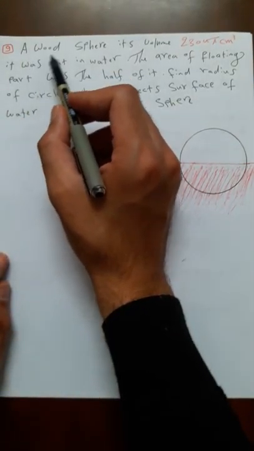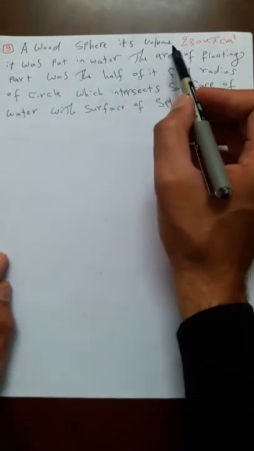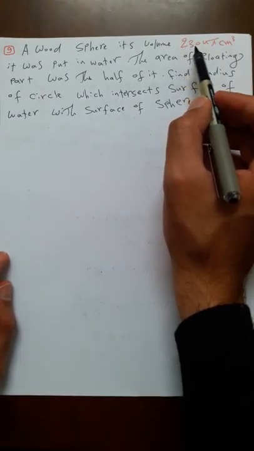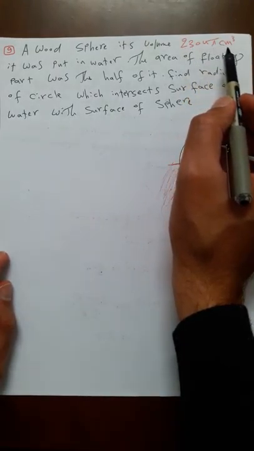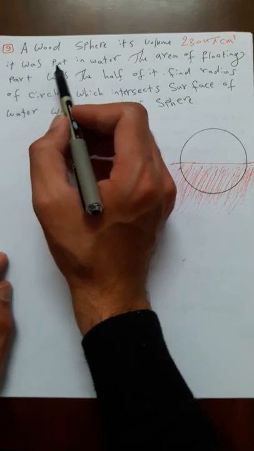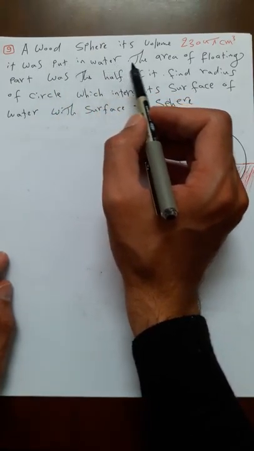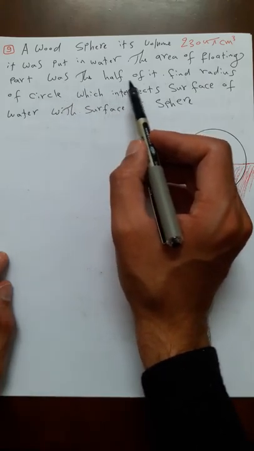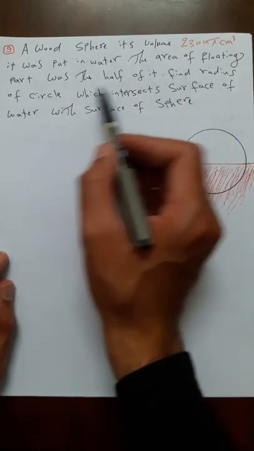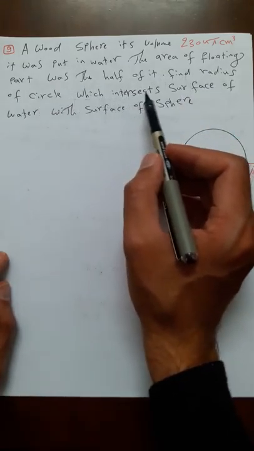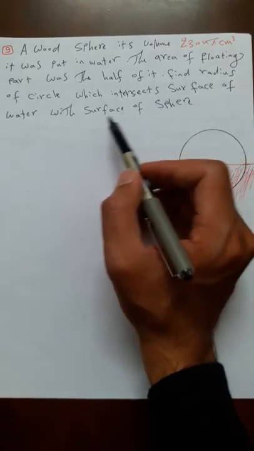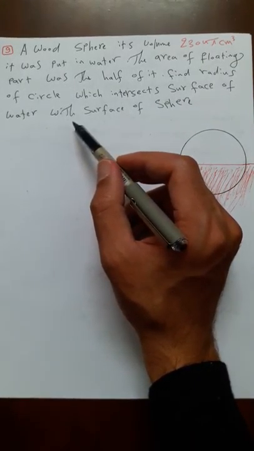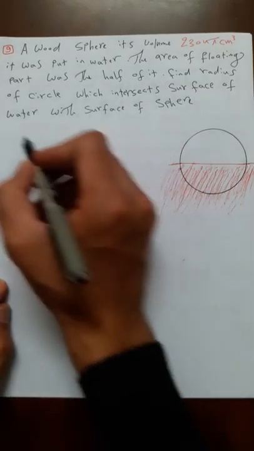Question 9: A wood sphere, its volume 2304 pi centimeter with power 3. It was put in water. The area of floating part was the half of it. Find radius of circle which intersects surface of water with surface of sphere.